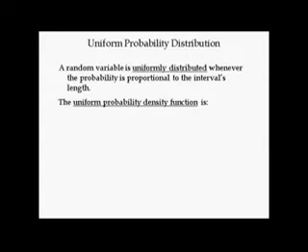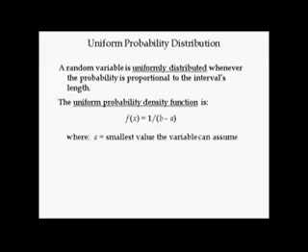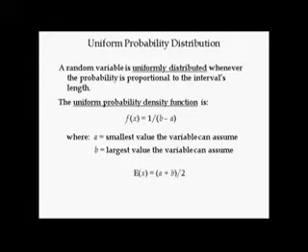The uniform probability density function is f of x is equal to 1 divided by the quantity b minus a, where a is the smallest value the variable can assume. B is the largest value the variable can assume. The expected value of the uniform distribution is equal to the quantity a plus b divided by 2.